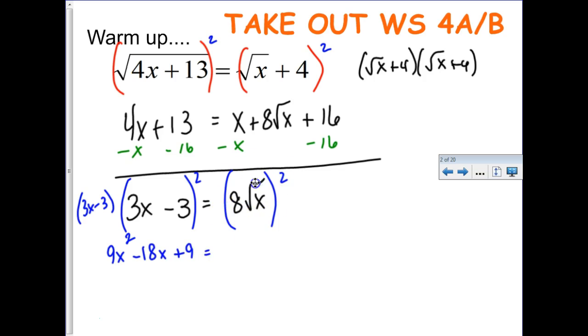Now what's going on over here, guys? You're squaring both the 8 and the radical. So this 8 becomes a 64x, because the square root and the square cancel, just an x. It is a quadratic, and it's an ugly one.